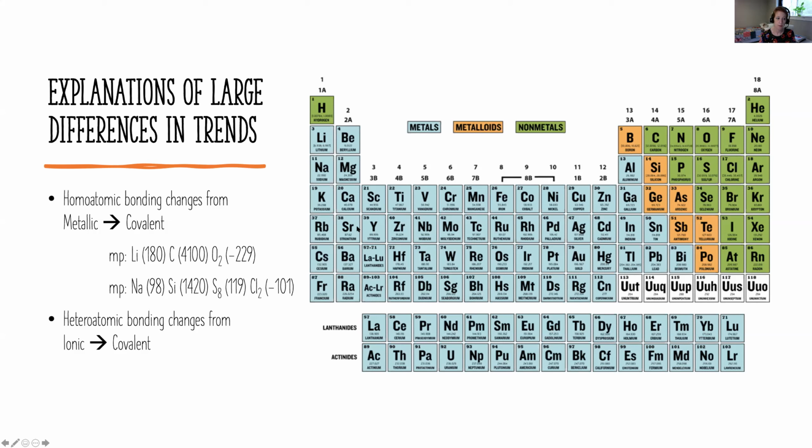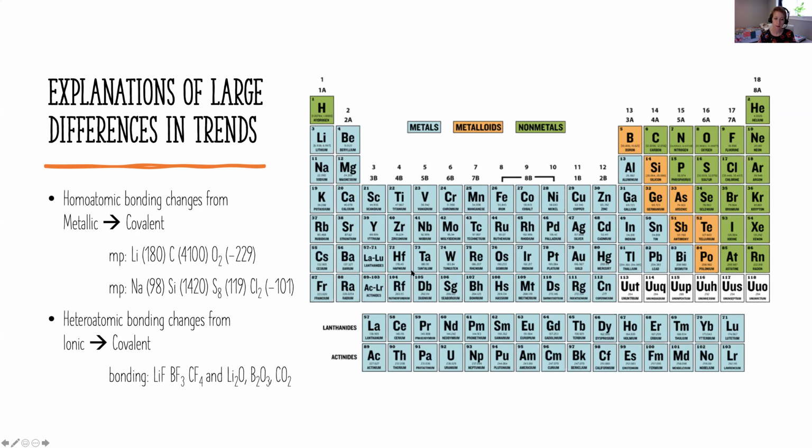Then as you go across the periodic table, you've got bonding changing from ionic to covalent. If I take any of these metals and combine them with any of these nonmetals, I'm typically going to get ionic bonding between metals and nonmetals. Even if I go from a metal to a metal, I'm still going to have metallic bonding between the two metals. And then if I combine any of the nonmetals with each other, I'm going to have covalent bonding.